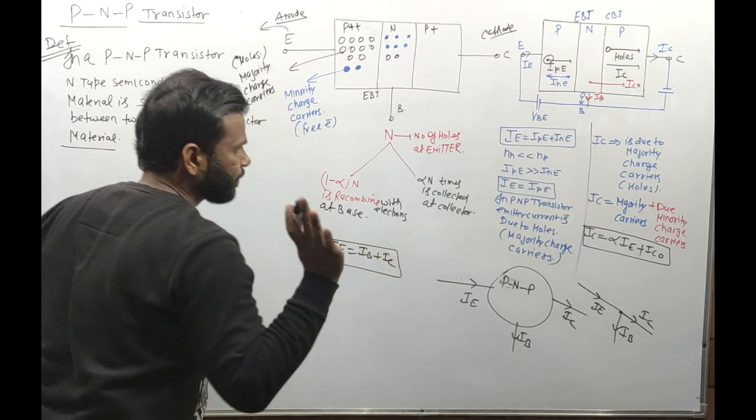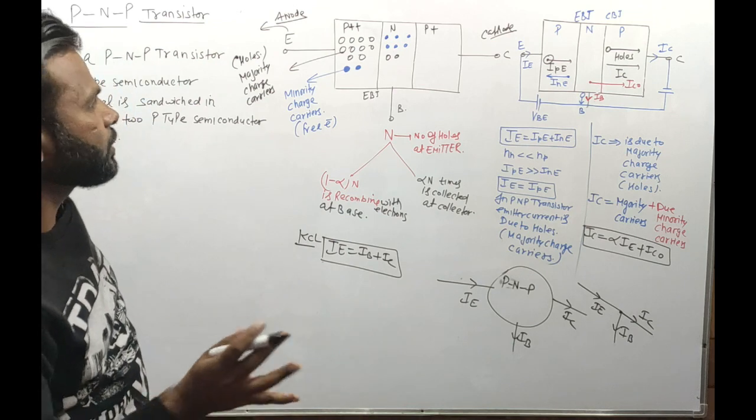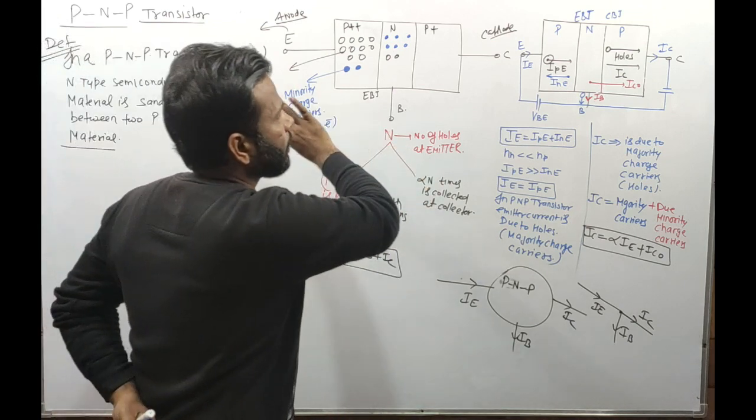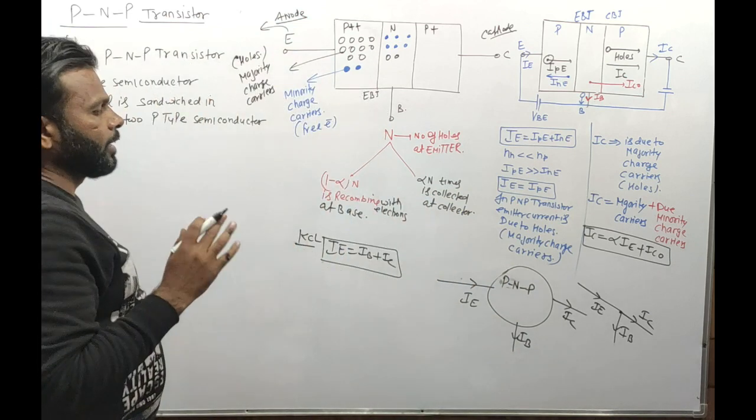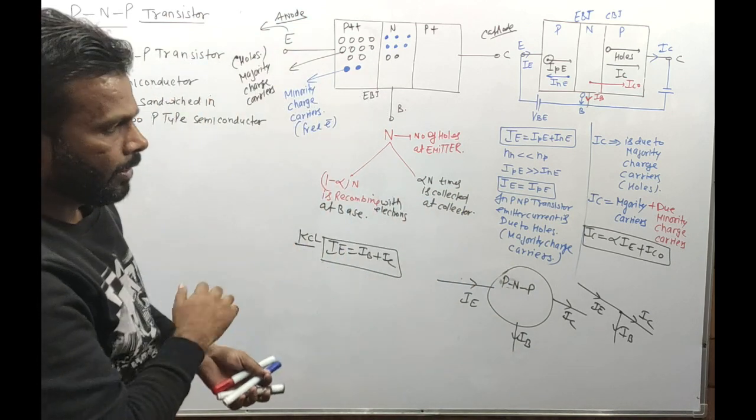Now is it okay? Clear till here? I hope so. You must have understood this. So this is all about your collector current, emitter current and base current. Clear till here? Now the next thing is what?